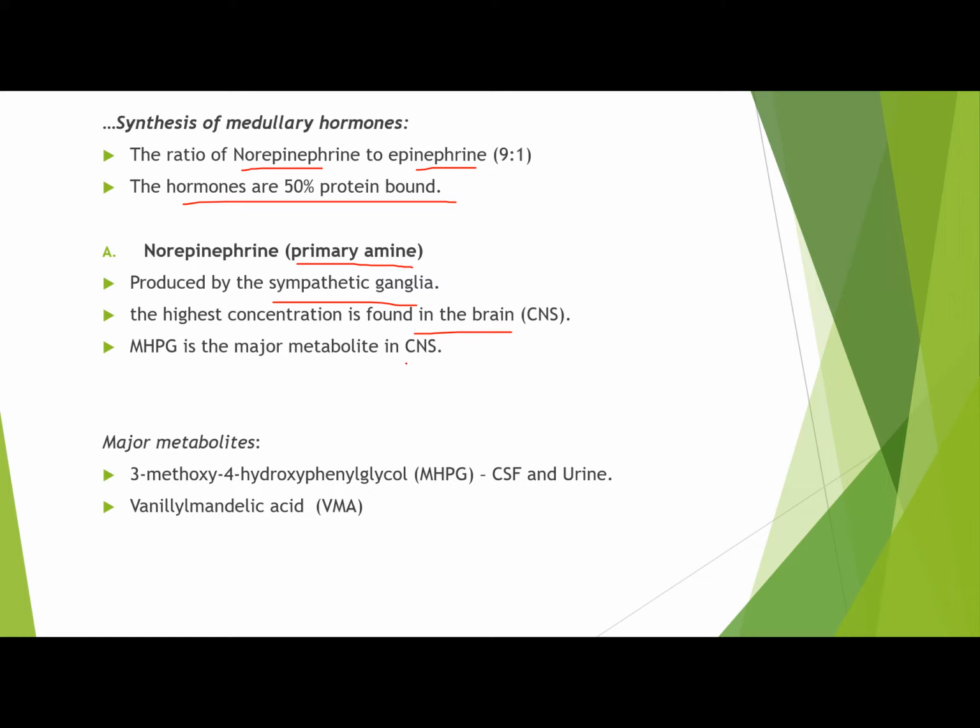MHPG is the major metabolite in CNS. So ito yung MHPG, class. It stands for 3-methoxy-4-hydroxyphenyl glycol, usually found in the CNS, especially in the CSF, and even in the urine. Major metabolites, class, silang dalawa, VMA and MHPG. So, ang meaning nito, itong major metabolites, kapag itong si norepinephrine na broken down siya, it produces these two. 3-methoxy-4-hydroxyphenyl glycol, which is found in CSF and urine. Kaya siya nakikita sa urine kasi nga, di ba, it's a metabolite. Broken down product siya, class, a broken down product of norepinephrine.